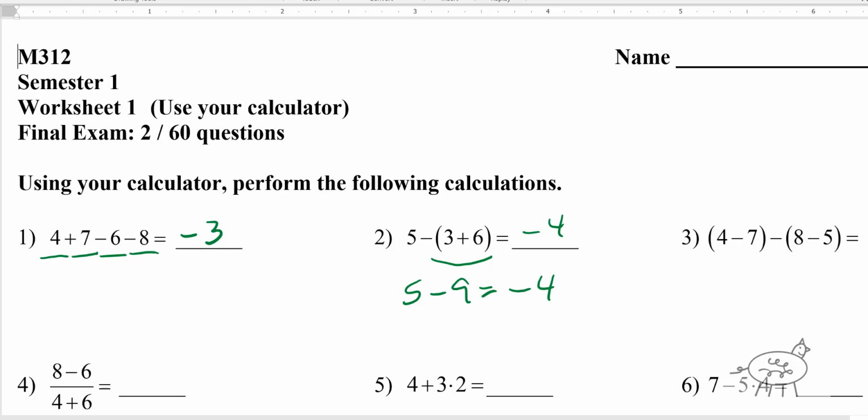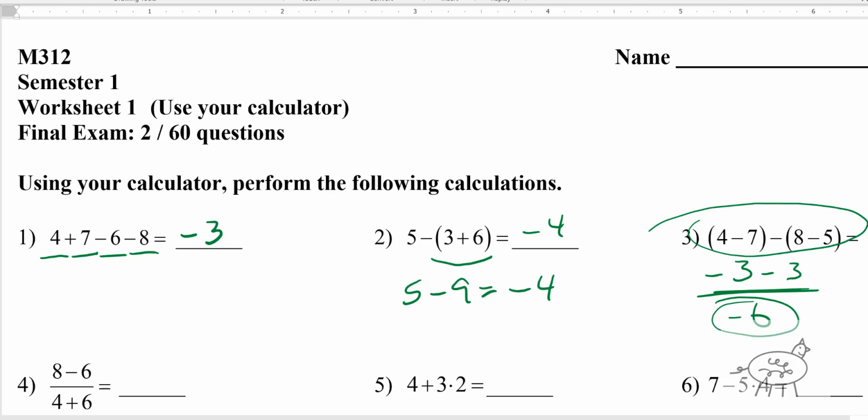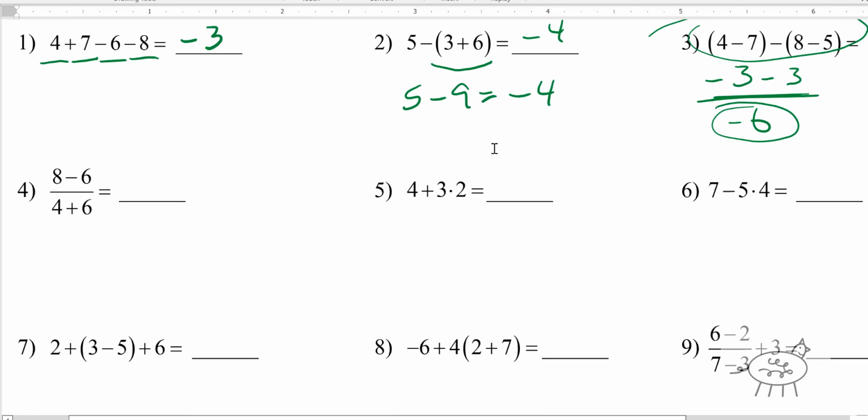So like this one here, if you type it exactly the way it's written there, you'll get it correct. So this will give you negative 3 and then minus 3. So the answer is negative 6. But again, you're not even doing this. You are just typing this in to get negative 6. It's that simple.